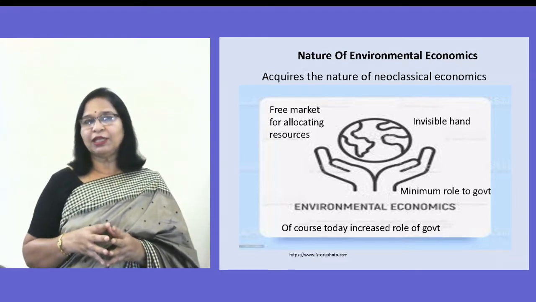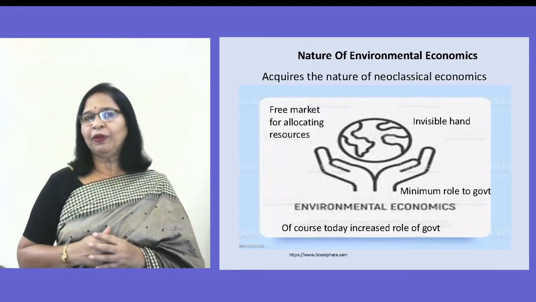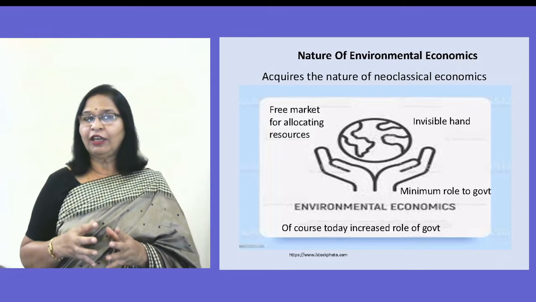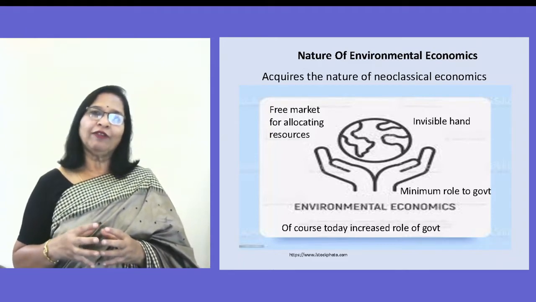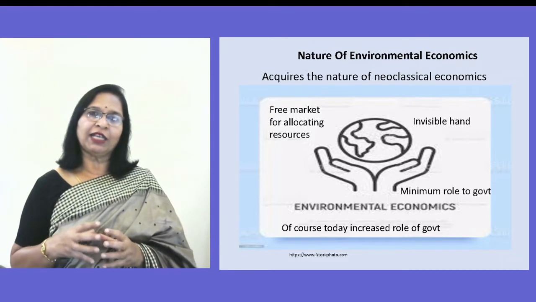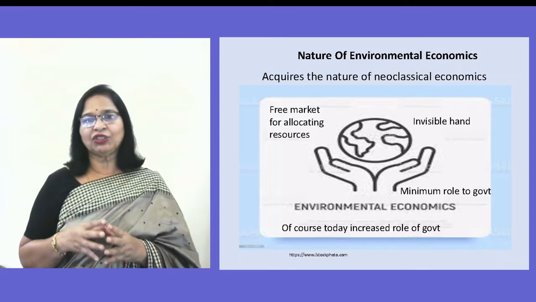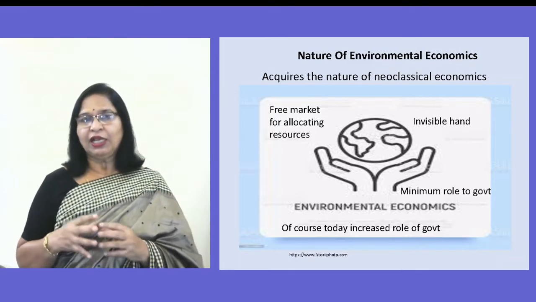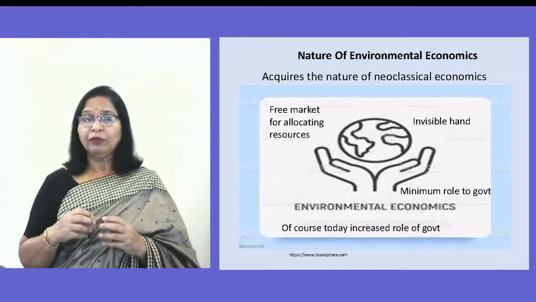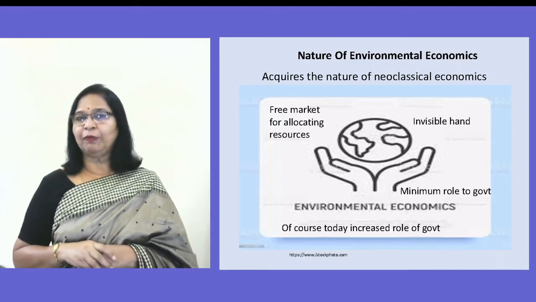The second important element of environmental economics that is taken from neoclassical economics is the idea about the invisible hand. Now, invisible hand means each decision maker in economics is driven by self-interest. So how does a firm take decision? How does an individual take decision? They take this decision based on what is good for them. Now, environmental economics understands economic issues from this particular perspective.